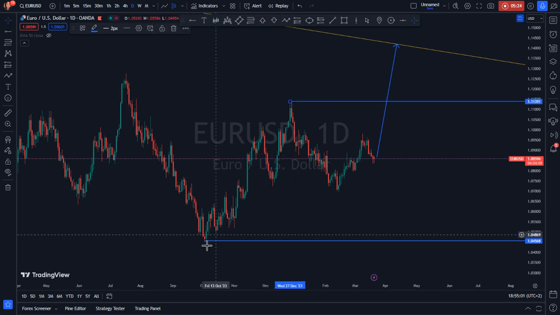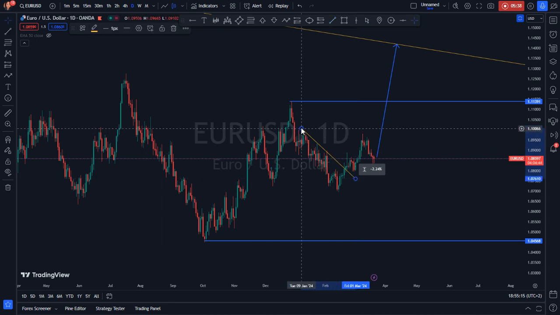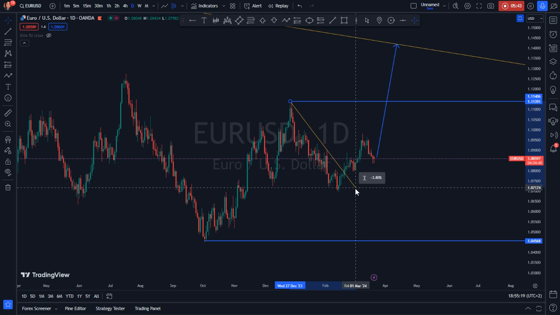Meaning you can take this move as your impulsive phase, and then this being your correction phase. So the market was in a correction from this point right here, and then it broke above. This was the correction, and then the market broke above this trend line.